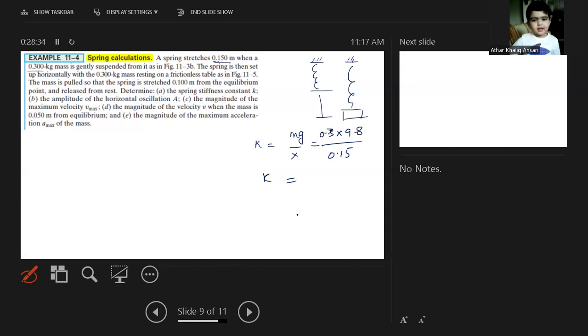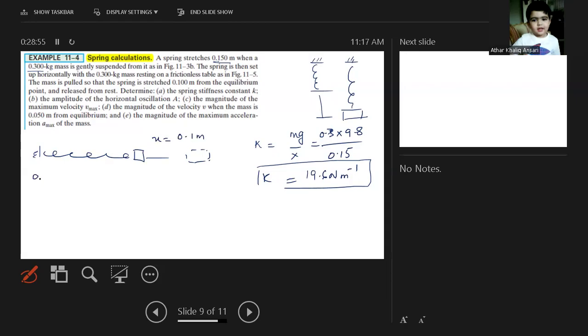I think 19.6. So K is 19.6 Newton per meter. Now they are saying the same spring is now moved to horizontal, and when it is moved to horizontal, they extend it to some new position. So here the extension is 0.1 meter. So this 0.1 meter is actually the amplitude because you move it to the maximum level, 0.1. So the first question is asking about amplitude, part B. So amplitude is 0.100 meter.